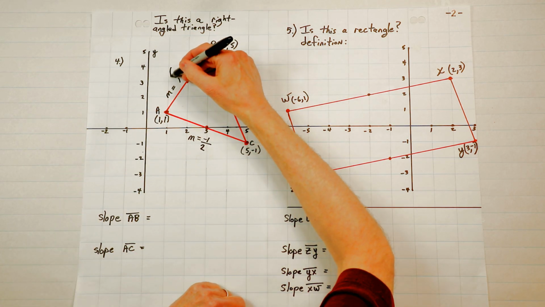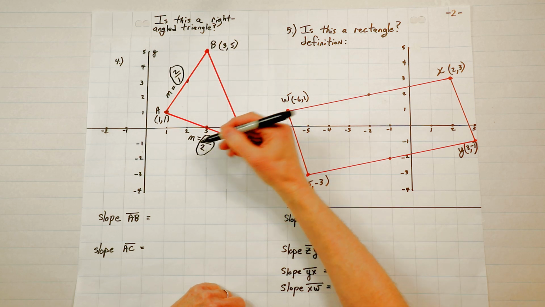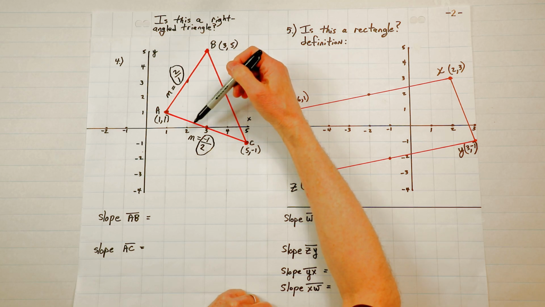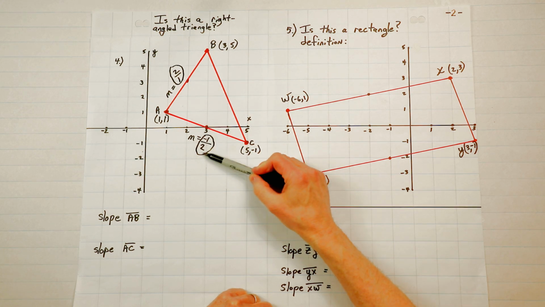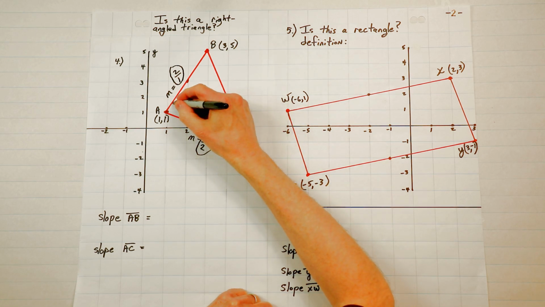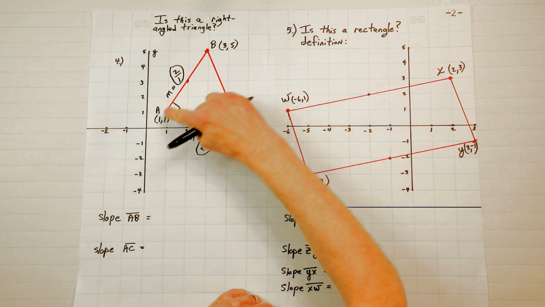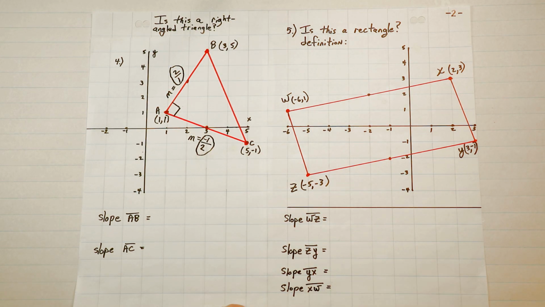So look at these two slopes. Are they negative reciprocals of each other? Take this slope, flip it over, and change the sign. Do you get negative 1/2? Yes, you do. Therefore, we know this is a 90-degree angle because these two lines are perpendicular. Well, that's not too bad, is it?